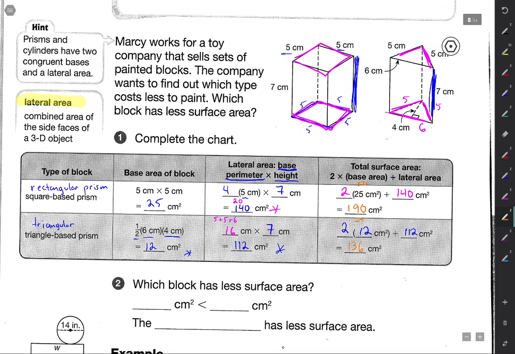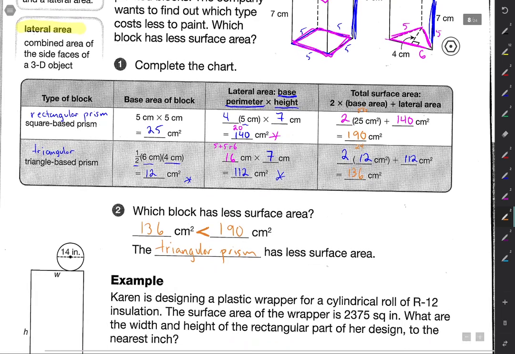Well, 136 centimeters squared is less than 190 centimeters squared. Therefore, the triangular prism, or the triangle-based prism, I'm going to say triangular prism, has less surface area, and therefore it'll be less expensive to paint.